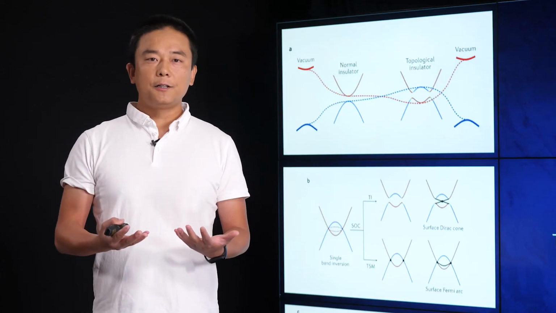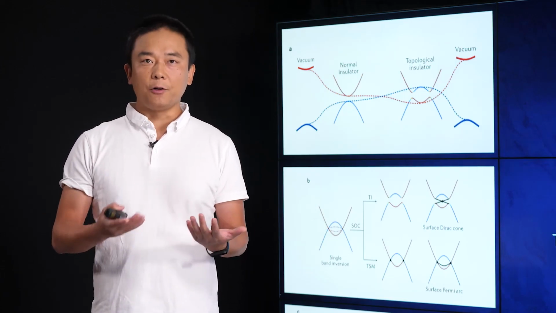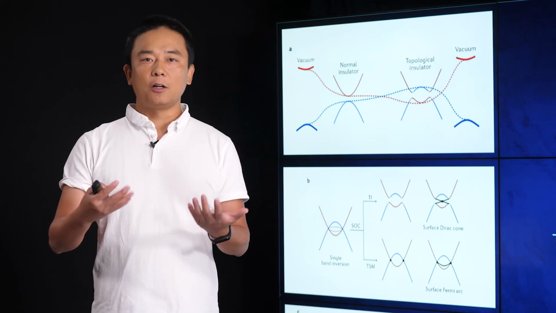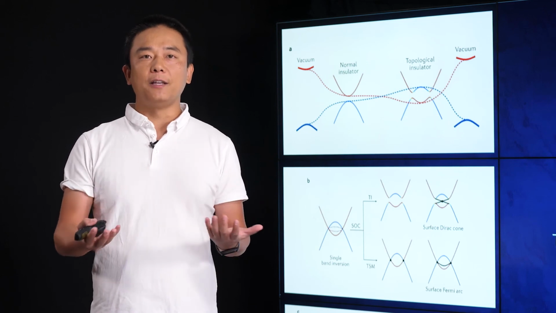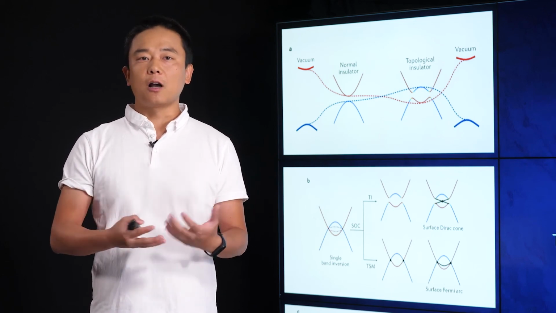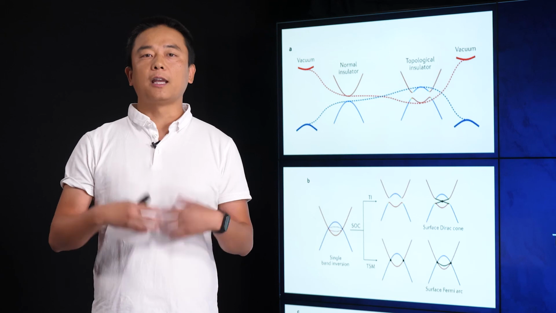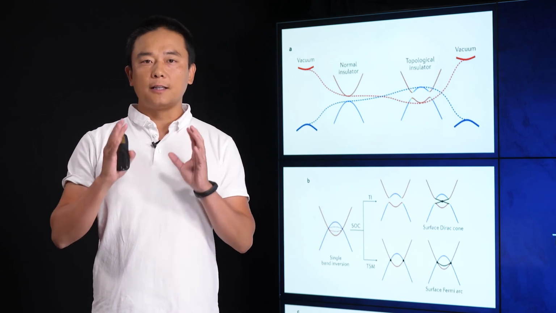Now we have already learned this simple band inversion scenario and how it creates these topological surface states. But how do we really quantitatively characterize a band inversion? And next we will talk about accurate criteria like parity to decide the exact topology.